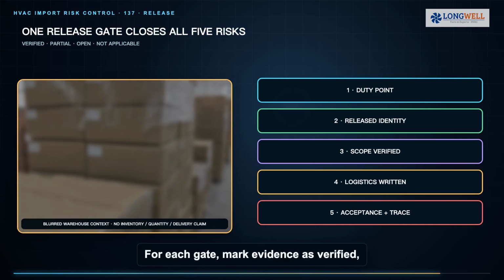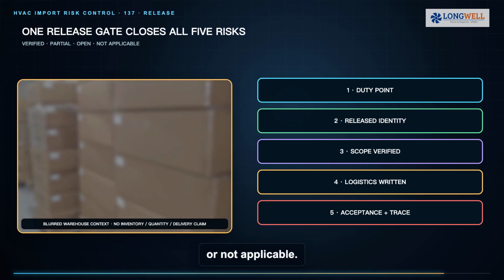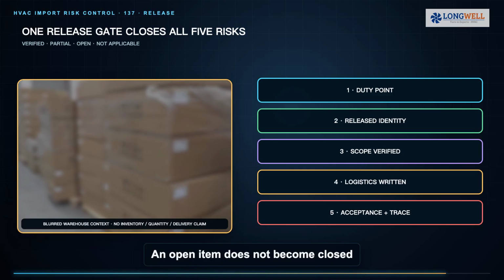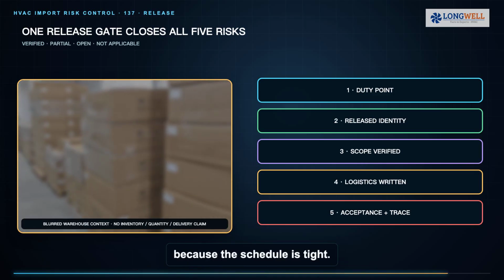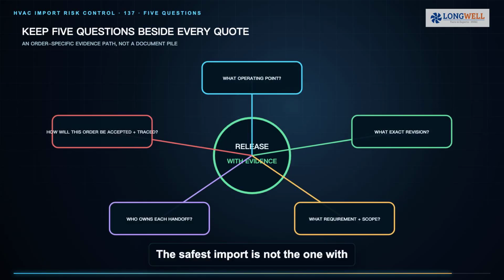For each gate, mark evidence as verified, partially verified, open, or not applicable. An open item does not become closed because the schedule is tight. The safest import is not the one with the longest document folder. It is the one where every critical decision points to current, order-specific evidence and every remaining uncertainty has an owner in action. Keep the 5-question check beside your next quotation.